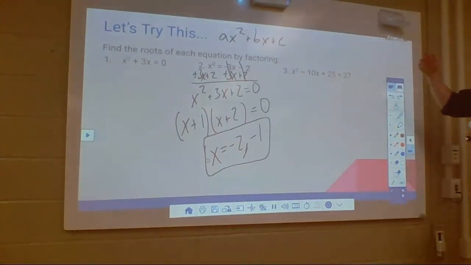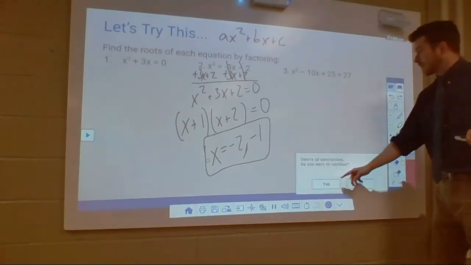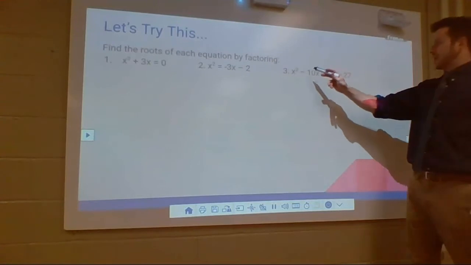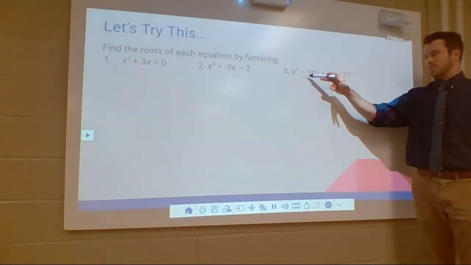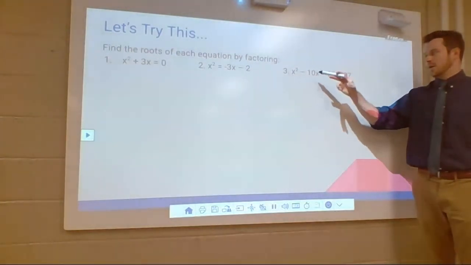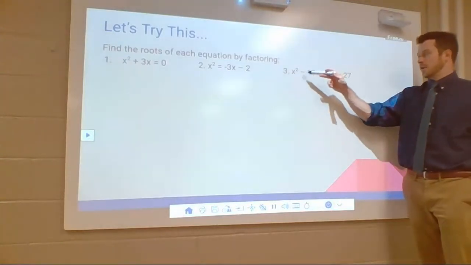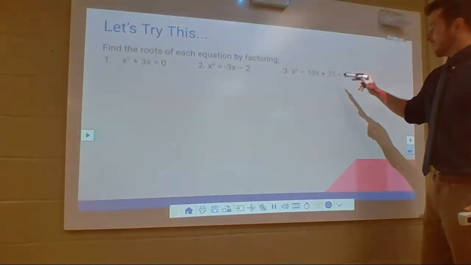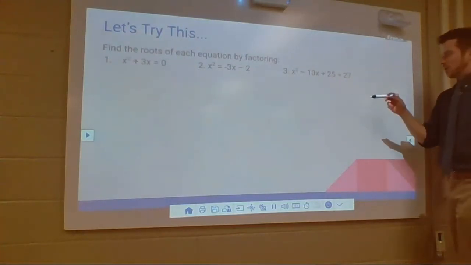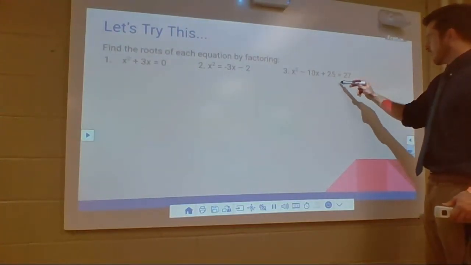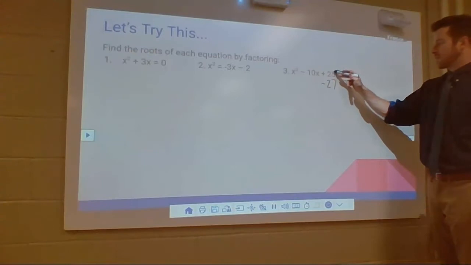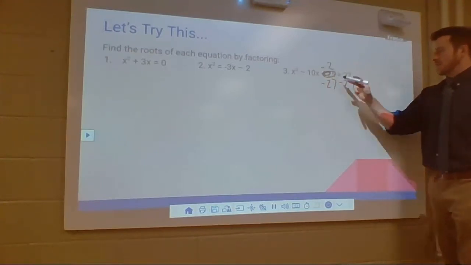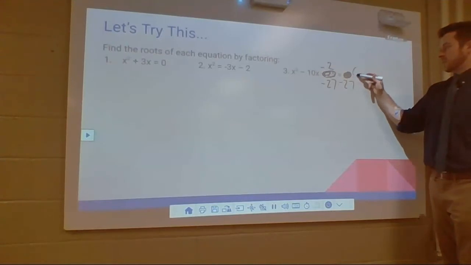All right, number 3 is going to look a little bit different. So this is a tough one, okay? So we see that we already have a trinomial in the form ax squared plus bx plus c over here, where b is negative 10, okay? So we already have it in that form, but we don't have 0 on the right side. Now, if I subtracted 27 on both sides, instead of plus 25, it would end up being minus 2. And then we would get 0 on this right side.